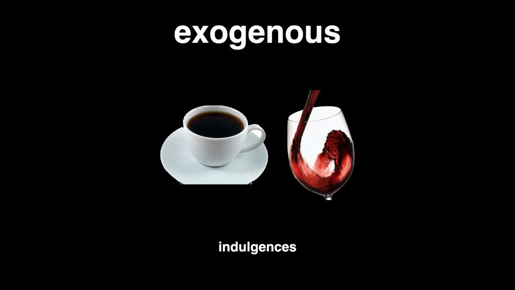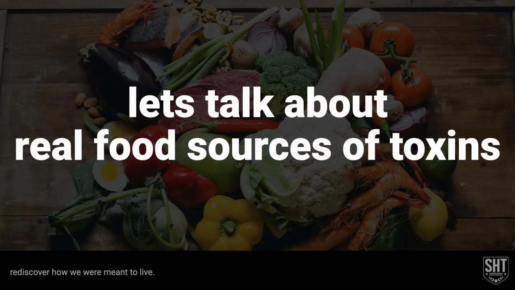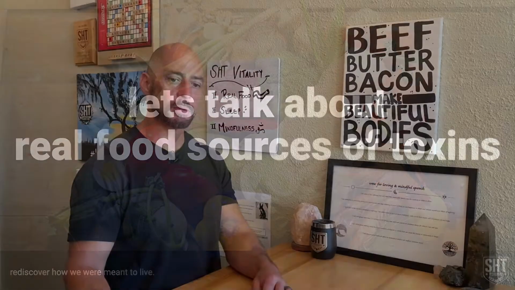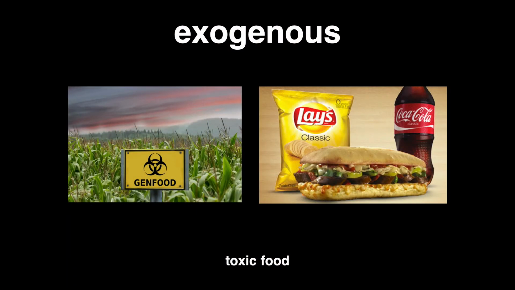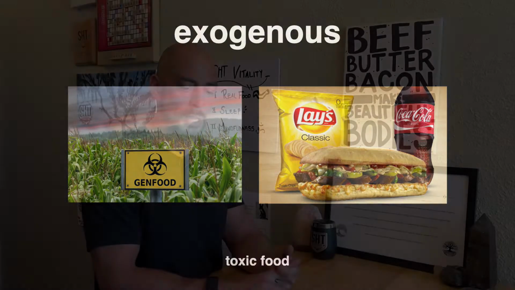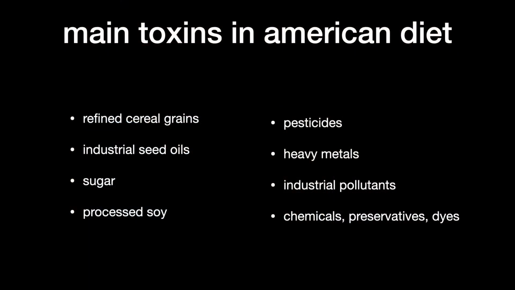And then some of us have some indulgences, like coffee most days, it has some caffeine in it. Caffeine is a toxin. It's relatively easy to excrete, but it's still a toxin. And then some of us like to have a drink here and there. But let's talk about real food sources of toxins. Real food sources of toxins mainly come from GMOs and processed food. And within the processed food realm, the main sources of toxins are going to be refined cereal grains, industrial seed oils, high amounts of sugar from the wrong sources, and then processed soy. And then, of course, we always have the potential to have pesticides and heavy metals and industrial pollutants, and then chemicals and preservatives and dyes.